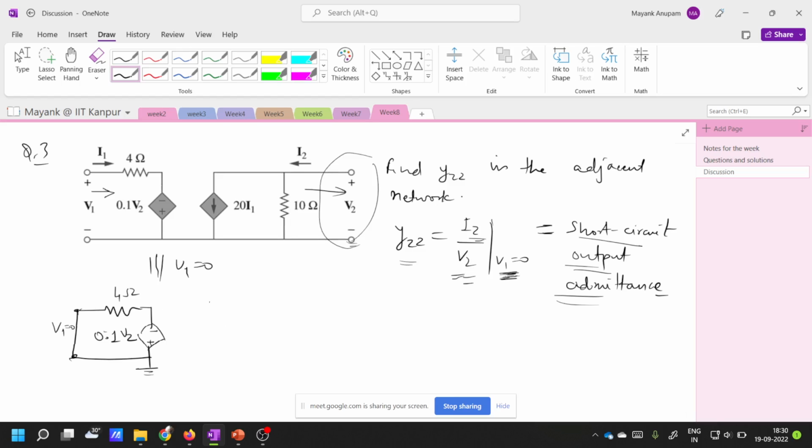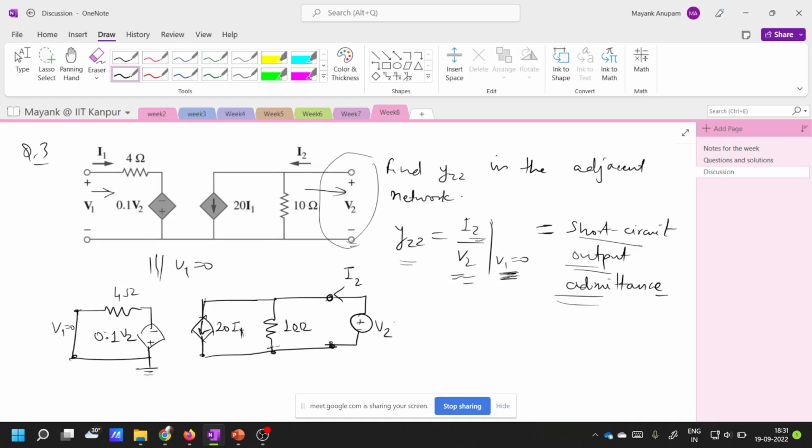Now you have a current source here in this direction. Its value is 20 times I1. Now you have a 10 ohm resistance like this, and this is your output port. Here you have to connect a voltage source called V2. You have to find out what is I2.